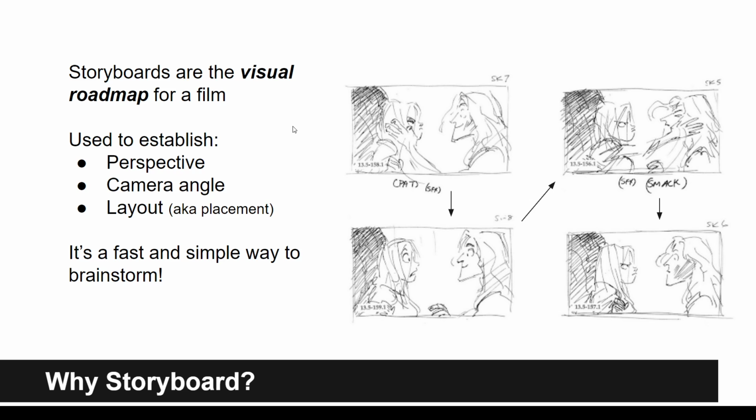All right, so storyboards are the visual map for your film. So you're using storyboards to essentially plot out your entire film from the camera's perspective. And we're trying to figure out the perspective, like where we're looking from, the camera angle, the shot framing, composition, the layout of the characters and the environment to some degree. It's supposed to be a fast and simple way to brainstorm. They don't have to look pretty.